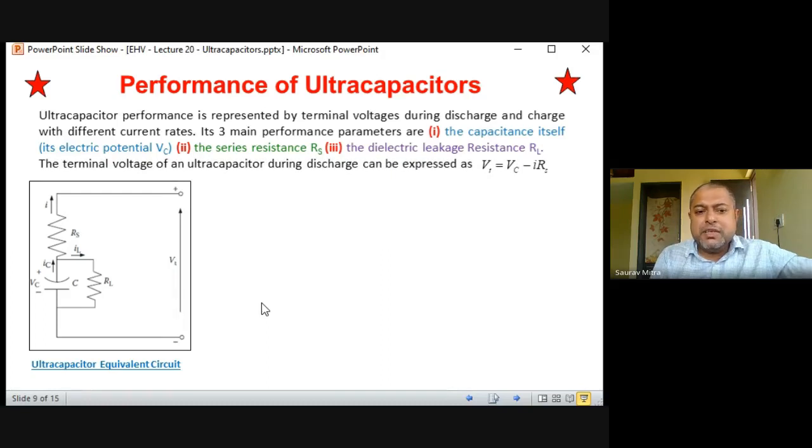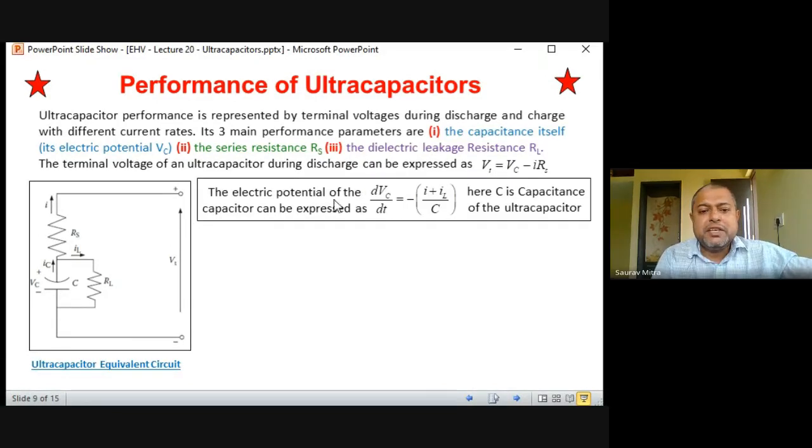In the equivalent circuit, the terminal voltage of the ultracapacitor during discharge can be expressed as VC minus I·RS. It is stored with VC, but we are getting VT as the terminal voltage, because some drop is occurring across RS. So if it is a 5 volt charge voltage, we are getting 4.9 volt at the output. That 0.1 volt is the drop across RS.